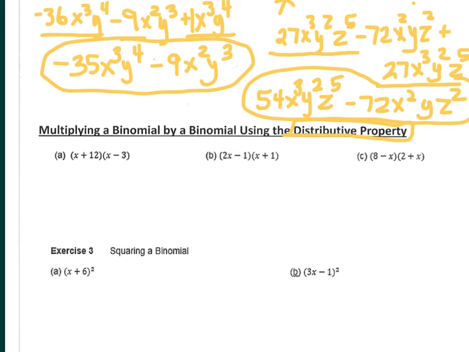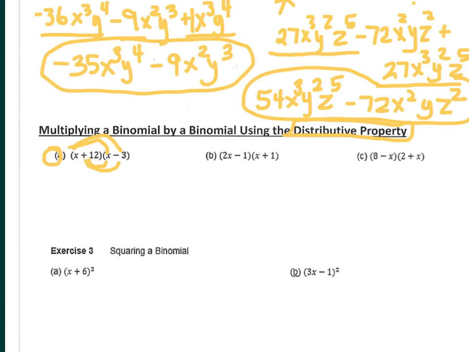Because what you're going to do, for example, in letter A, is take this first term of x and multiply it through the second set of parentheses. Once you're done doing that, you're going to take this second term, 12, and multiply it through the second set of parentheses. So you're going to end up with 4 different products that you can possibly combine.